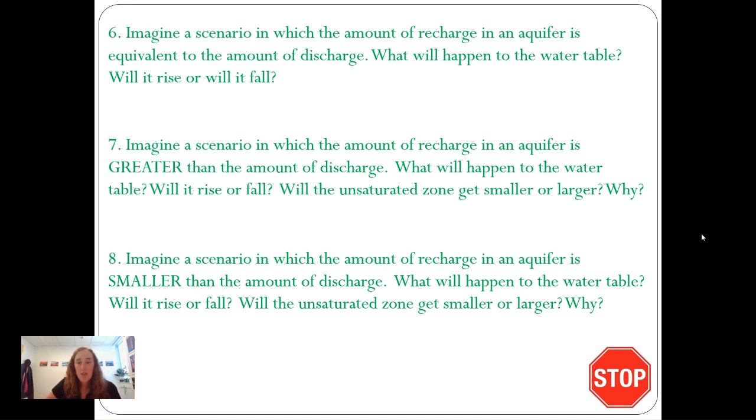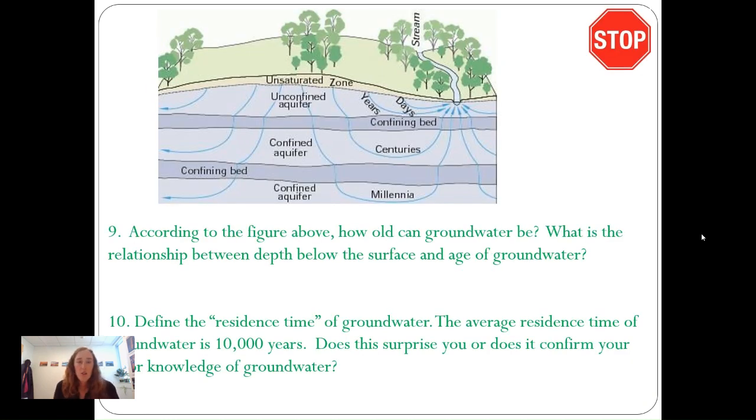Once you've done those three questions, I still have a couple more on the next slide to read out for you. Question 9: according to the figure above, how old can groundwater be? And then, what is the relationship between the depth below the surface and the age of groundwater? And then the final, 10th question: define the residence time of groundwater. I want you to look up what residence time means. And then I tell you that the average residence time of groundwater is 10,000 years. So I want you to reflect on whether that surprises you, that groundwater can be 10,000 years old, or does it confirm your prior knowledge of groundwater?